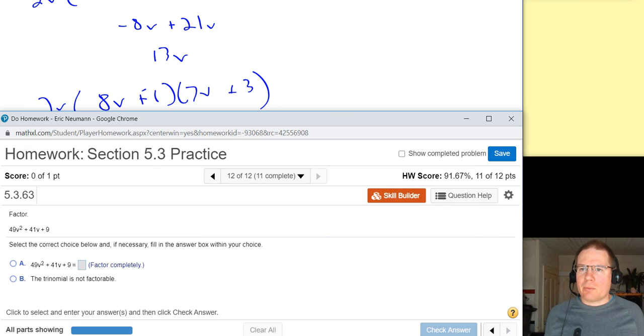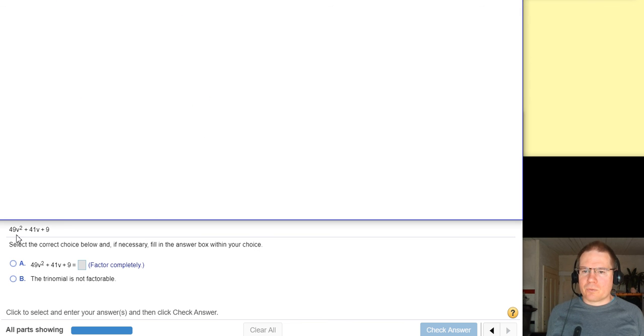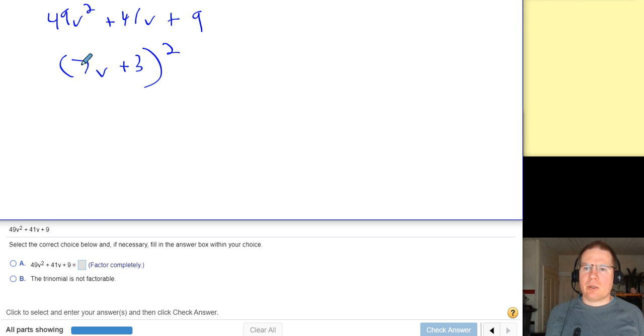And our last problem here, 49 is a perfect square, 9 is a perfect square. I'm tempted to jump to the conclusion that this is a perfect square trinomial, except my middle term is not even. Right? If I did 7v plus 3 squared, 7 squared is 49, 3 squared is 9. 7 times 3 is 21, double 21, you get 42. I only have 41, so that's wrong.